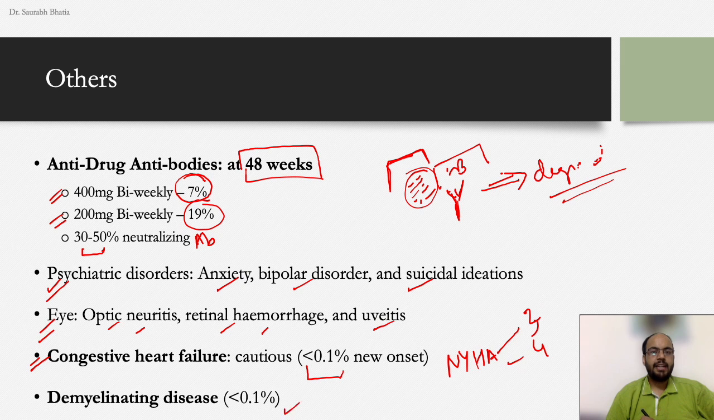Now, demyelinating disease, I've already discussed that all TNF-alpha inhibitors are not supposed to be used if a patient has demyelinating disease. Less than 0.1% of patients may develop demyelinating disorders on certolizumab. Okay, so make sure that you take proper history to rule out, even if it is present in family history and primary directly related blood relatives. It's better to avoid this drug in those patients.